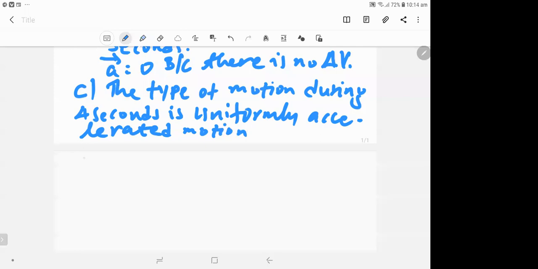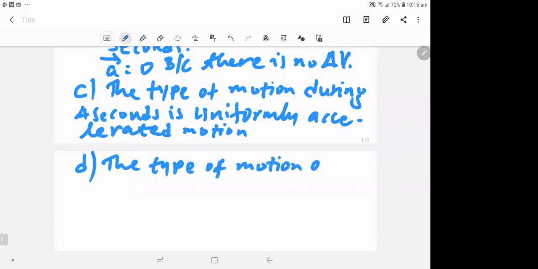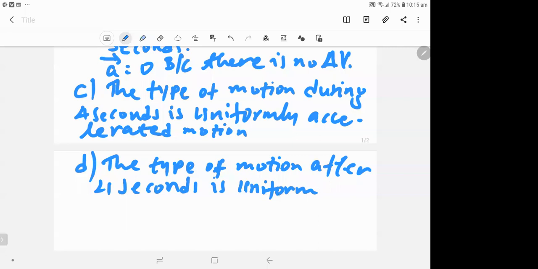What about after 4 seconds? Uniform motion. The type of motion after 4 seconds is uniform motion. So you can see the graph and decide what type of motion it shows from the given graph.